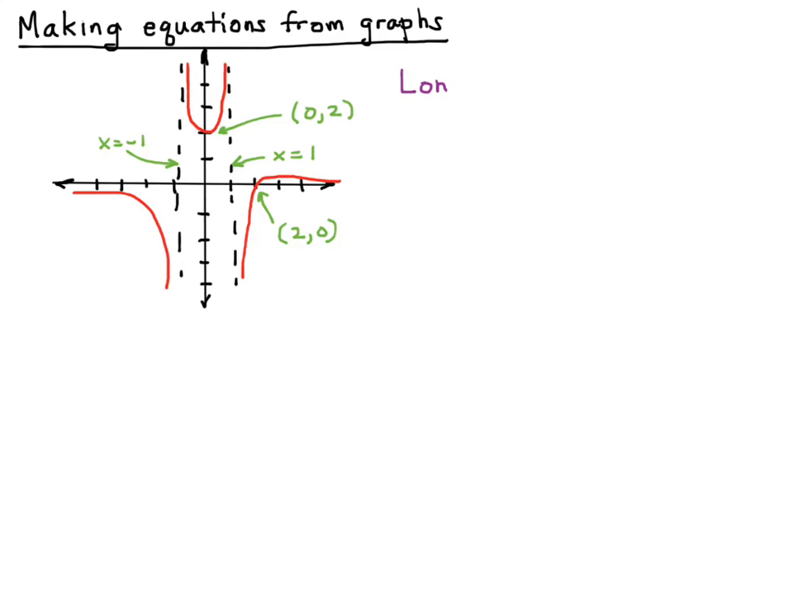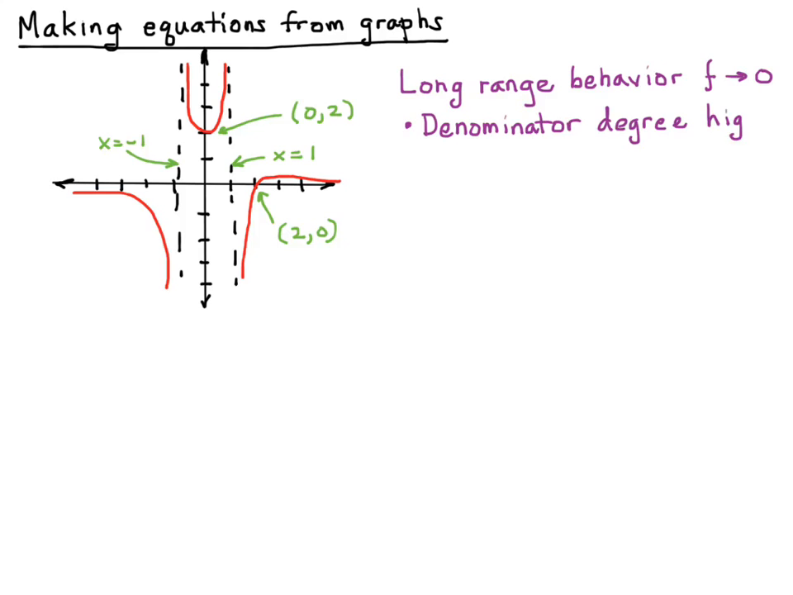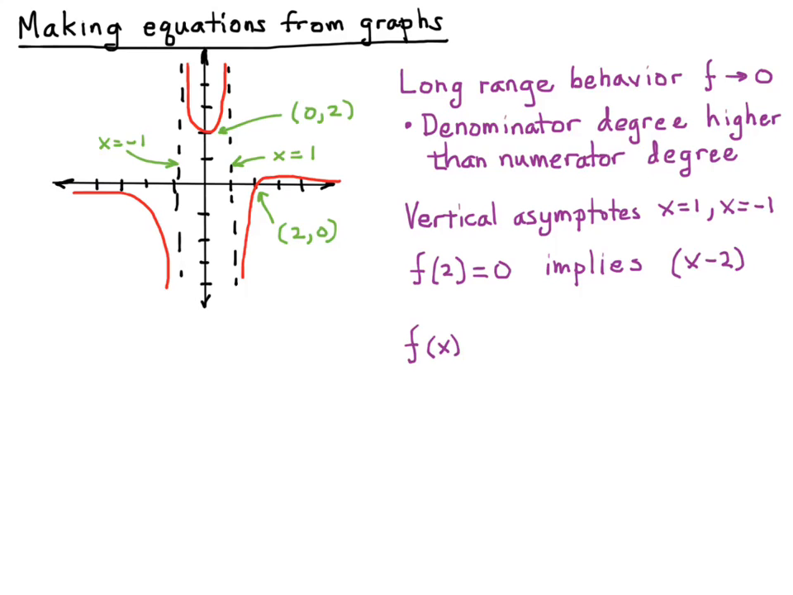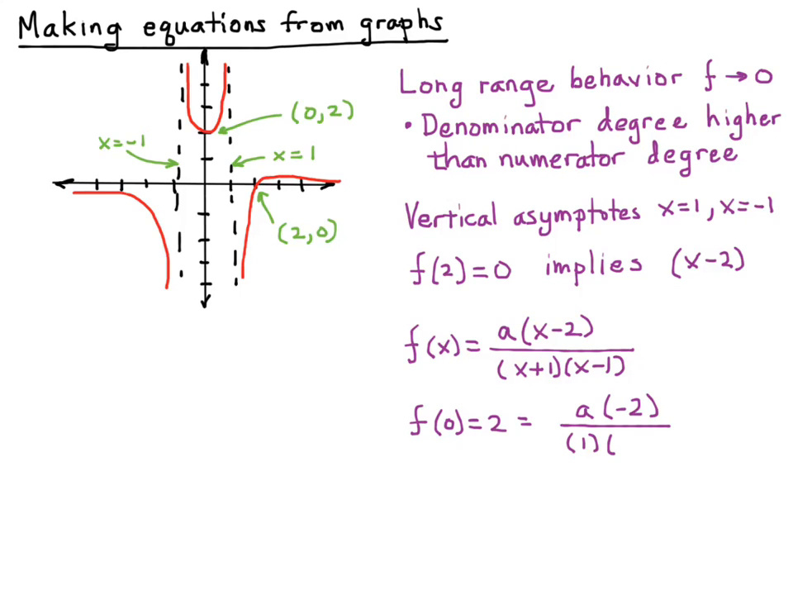Okay, so let's look at this. The long-term behavior, our function goes to 0, so we're going to conclude that the denominator degree has to be higher than the numerator degree. Since we have vertical asymptotes, we know what that means for the function. And let me write this out, and then I'll explain where I get these things. We'll stop there.